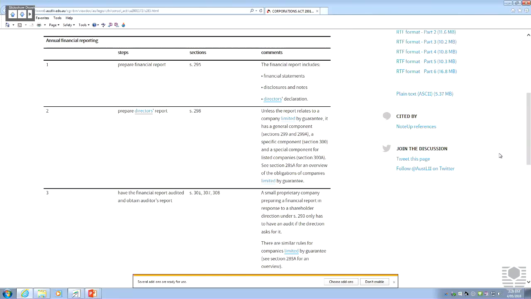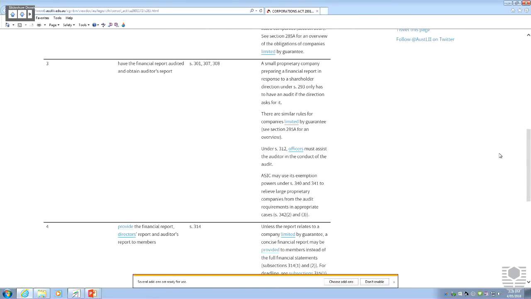A small proprietary company that prepares a financial report in response to a shareholder direction under section 293 only has to have an audit if the direction asks for it. Normally, a small proprietary company does not require audited accounts. Now, there are similar rules for companies limited by guarantee. We are not going to look at that. Section 312, officers must assist the auditor in the conduct of the audit, and ASIC may use its exemption powers under section 340 and 341 to relieve large proprietary companies from audit requirements.